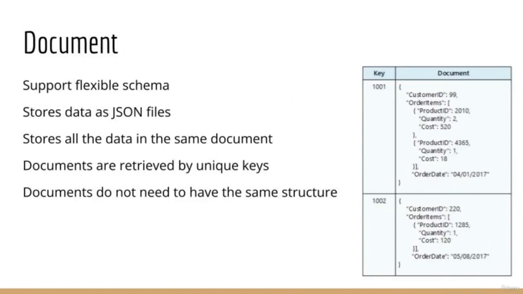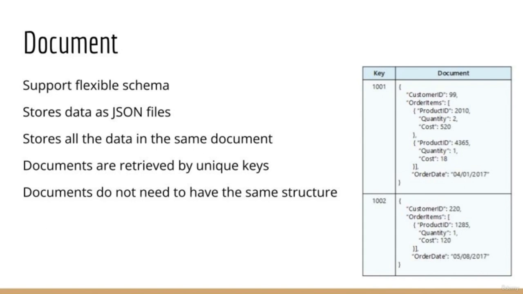There are also documents. A document database stores a collection of documents where each document consists of named fields and data. The data can be simple values or complex elements such as lists and child collections. In simple words, a document database is a non-relational data store that supports a flexible schema, stores data such as JSON files, and stores all the data of a foreign entity in the same document. Documents are retrieved by unique keys.